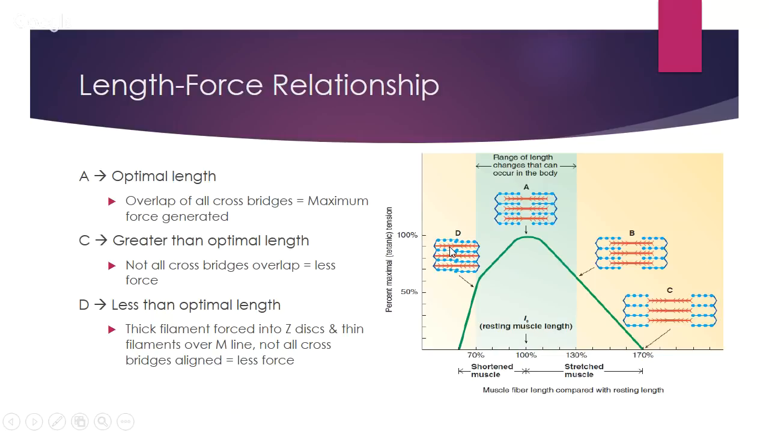And if they're pushed together too much, then there's again going to be less overlap because you have some of these actin filaments at that M line where there's no actual myosin binding sites, and also maybe the myosin pushing into those Z discs over there. So yeah, you've got A, which is the optimal length, C, which is stretch, so greater than the optimal length, and then D, which is less than the optimal length. And this little shaded region is the only region that's actually possible in our bodies without them kind of like ripping out.